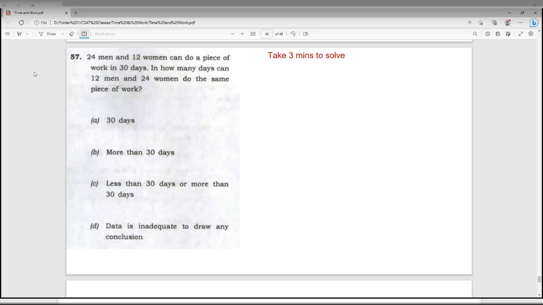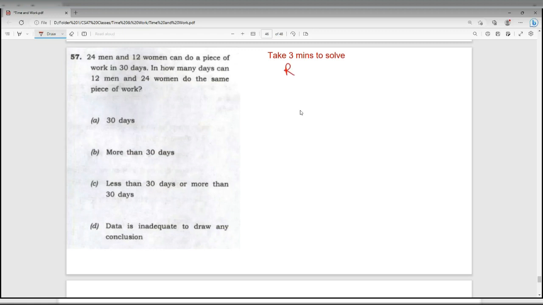So what they're saying is 24 men and 12 women can do a piece of work in 30 days. In how many days can 12 men and 24 women do the same piece of work? First they are saying 24 men and 12 women can do a work in 30 days. And then they are changing this here. They're interchanging the numbers here, 12 men and 24 women. First was 24 men and 12 women.